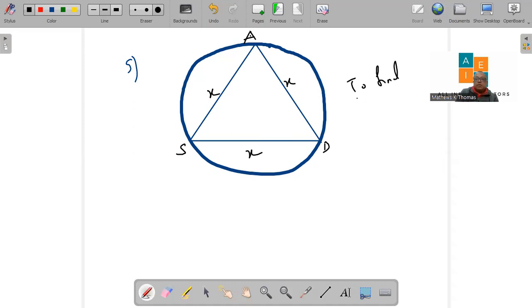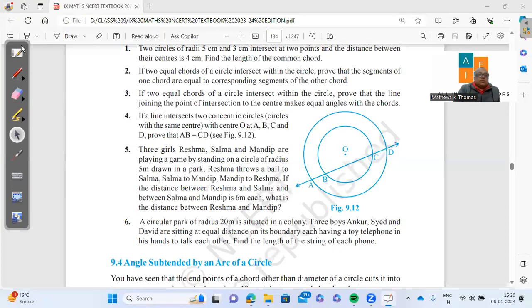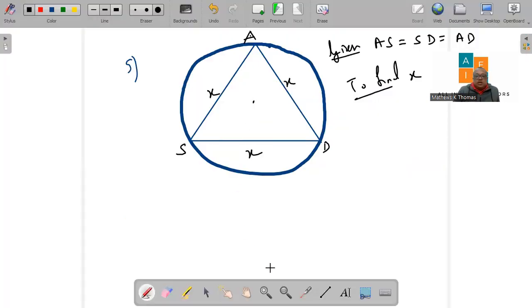What is given to us is that they are sitting at equal distances. So AS equals SD equals AD. The radius of the circle is given as 20. So these portions, if I join them, are going to be 20 each.